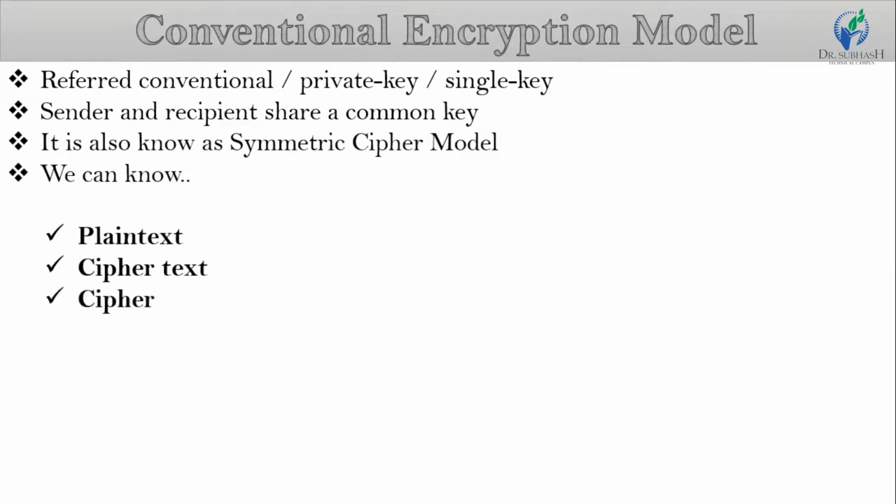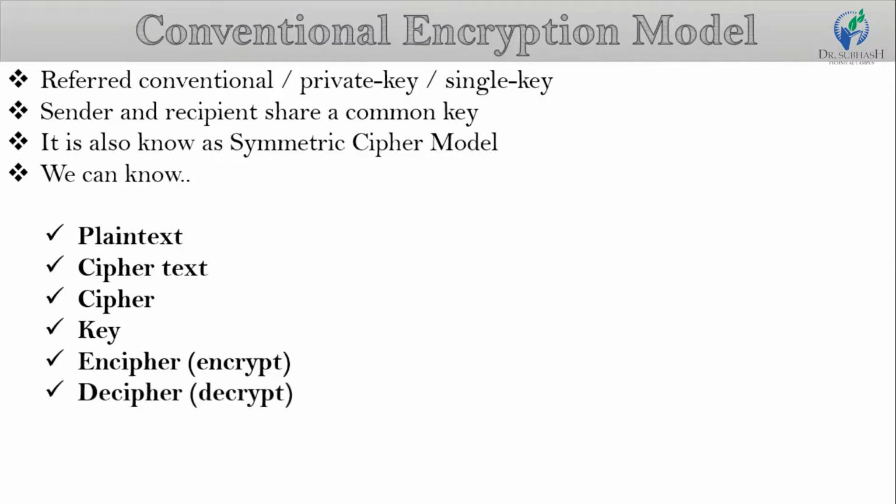Next one is cipher, means an algorithm for transforming plain text to ciphertext. Next one is key, means information which is used in cipher known only to sender or receiver, means one type of key. With the help of this we provide security to our message. Next one is encipher or we can say encrypt or encryption, means converting plain text to ciphertext. Then next one is decipher or we can say decrypt or decryption, means recovering plain text from ciphertext.